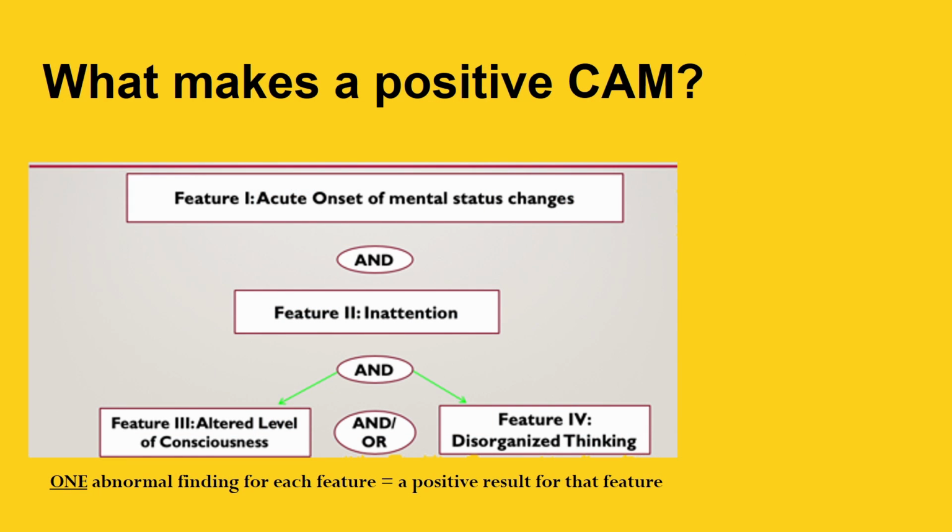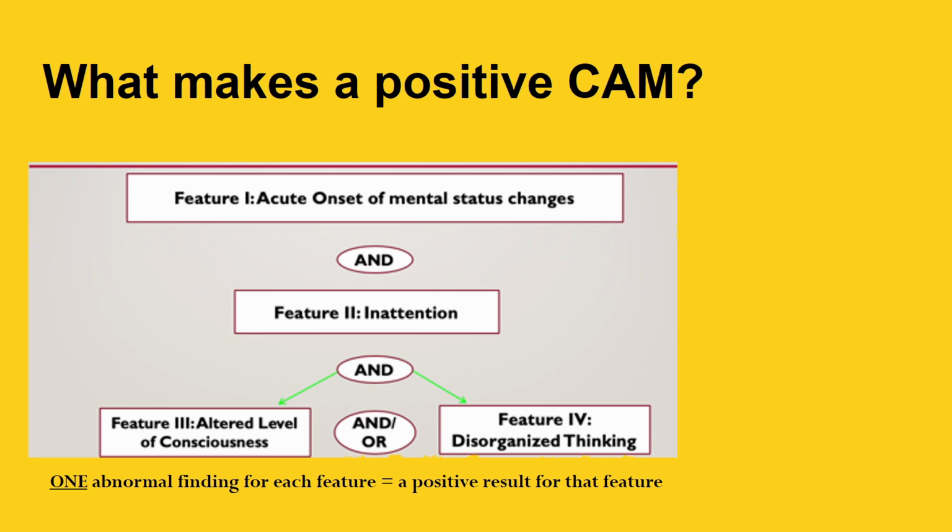Let's talk about the confusion assessment method. This is a great tool that was developed based on the diagnostic criteria for delirium. It requires at least 3 features to diagnose delirium. Feature 1: the patient needs to have an acute onset of a mental status change. This could be identified by the patient's history or collateral information from a caregiver.